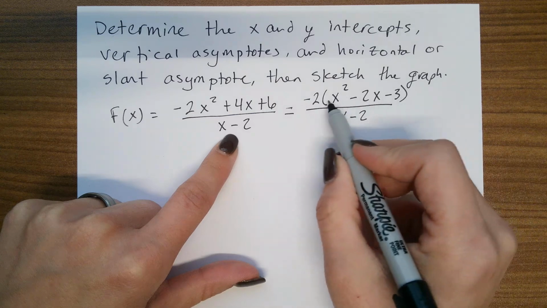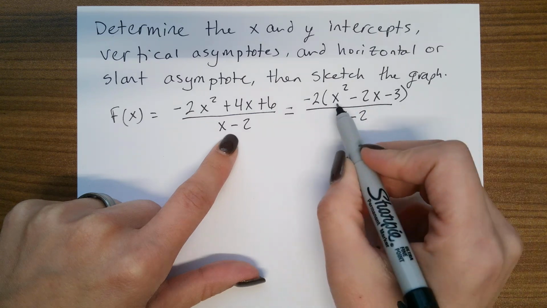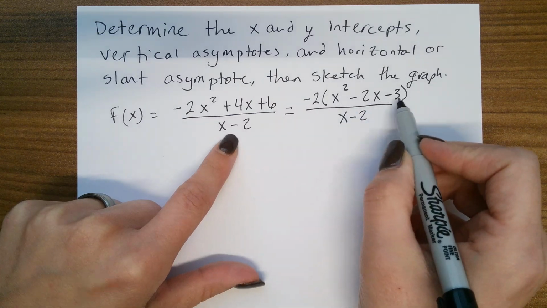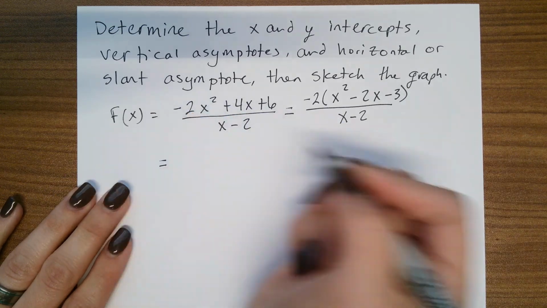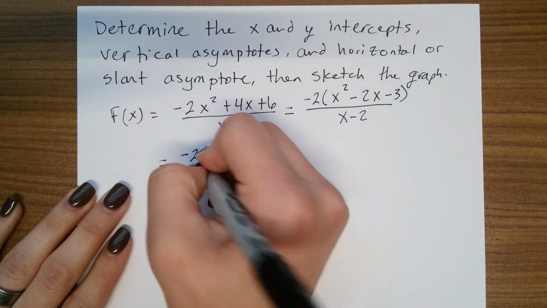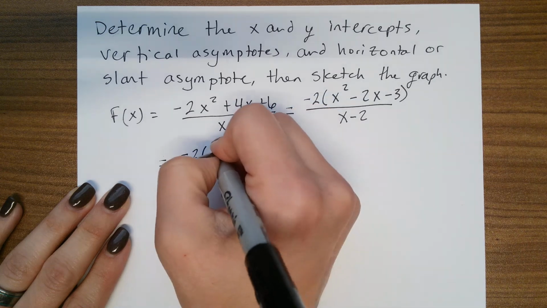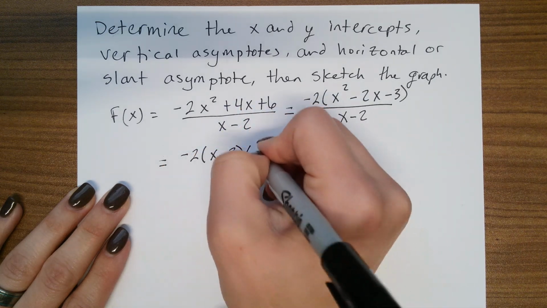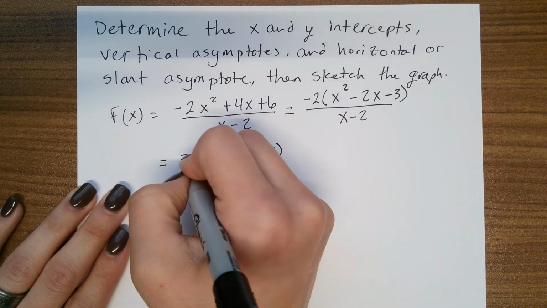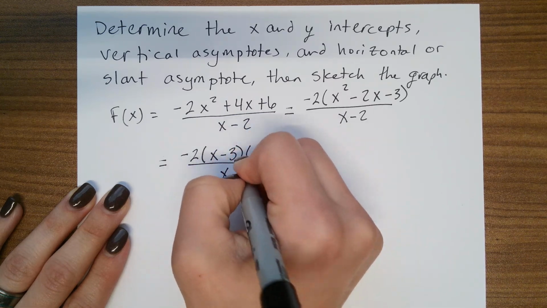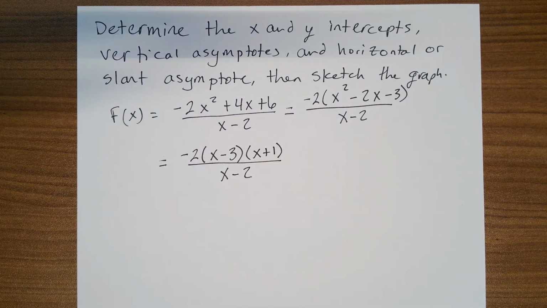But now the quadratic that I'm left with in the numerator, x squared minus 2x minus 3, it does factor. So I have negative 2 times, this factors into x minus 3 and x plus 1 all over x minus 2. So I see that nothing cancels out.